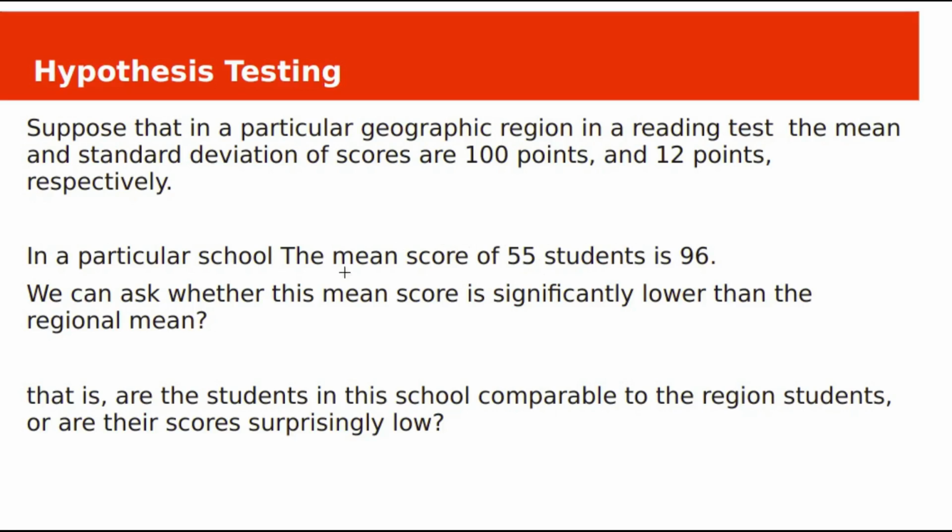Here we don't have all the scores of that school's students. We have only scores of a sample of size 55. Based on this sample, we need to estimate whether the entire school's student scores are equal to the regional students' mean score. Because we are using a sample, we don't have the population mean score of that entire school. We have some sample mean score, that is 96. This is lower than the regional mean.